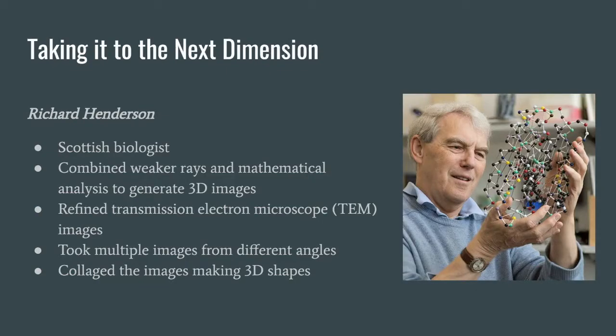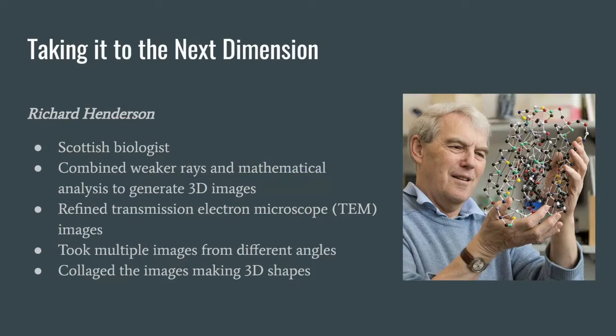In order to solve the problems posed by X-ray crystallography, 3 scientists rose to the challenge of finding new ways to innovate the field. The first of which was Richard Henderson, a Scottish biologist. He worked with transmission electron microscopes at first, but was interested in developing 3D shapes. He did so by taking 2D images from multiple angles, and then he combined them into making one 3D shape.